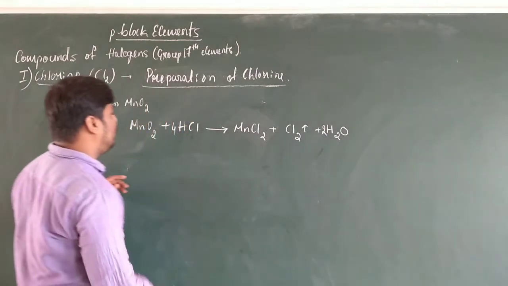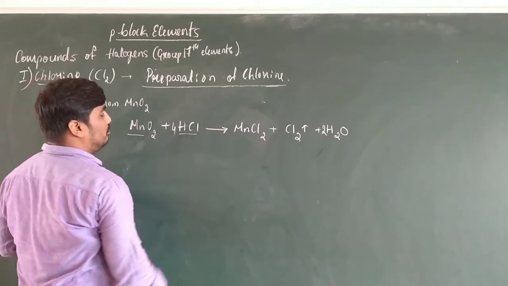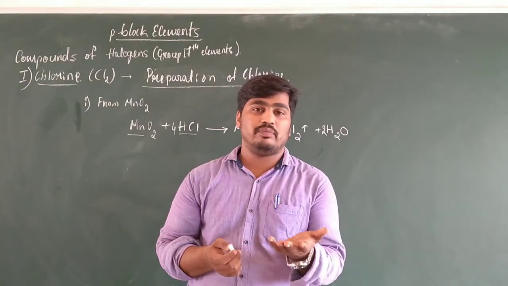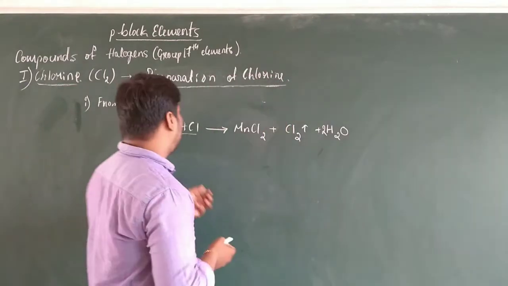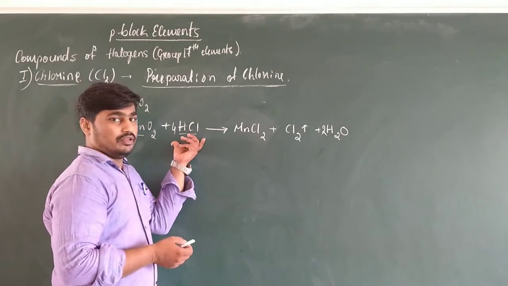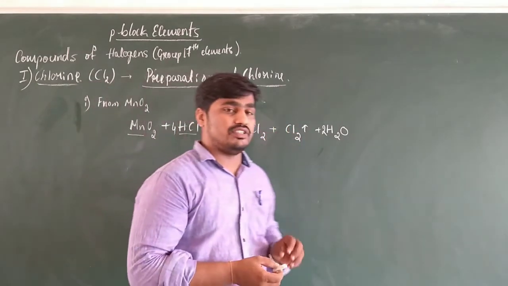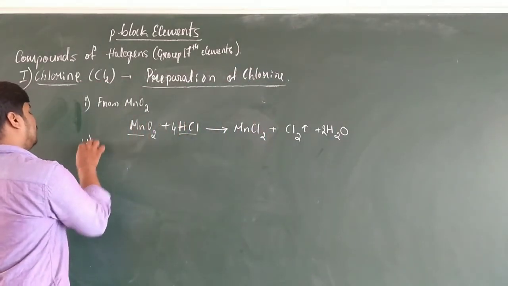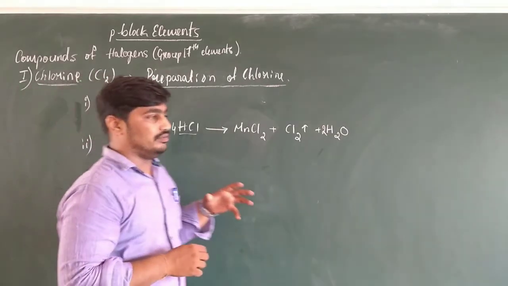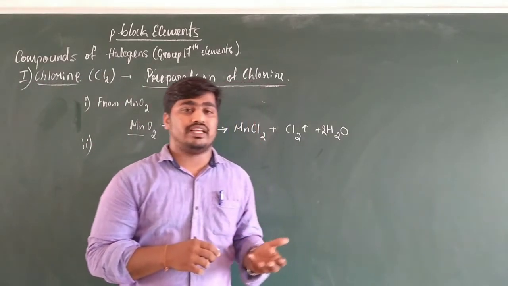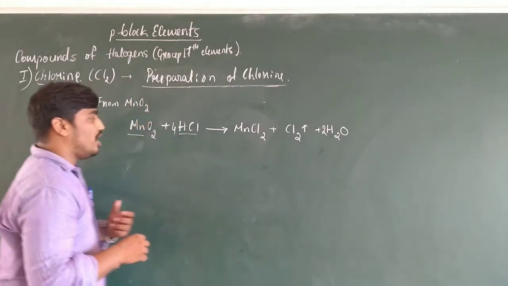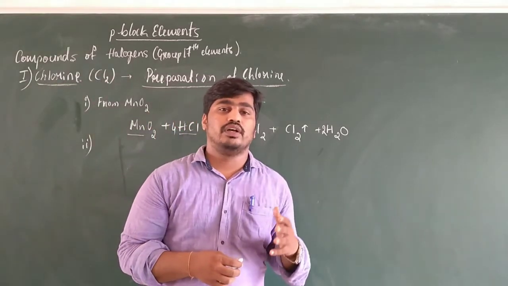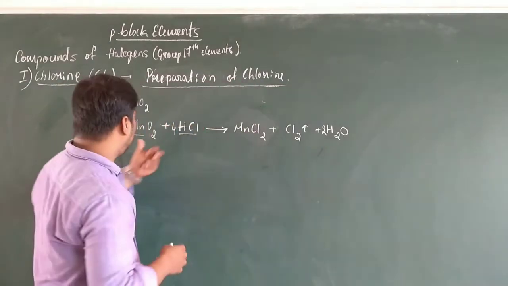How was chlorine prepared? Manganese dioxide is made to react with hydrochloric acid. On the solid manganese dioxide, hydrochloric acid is poured dropwise. Then the yellowish gas is evolved. That gas is nothing but chlorine. This is the laboratory method. If the quantity of hydrochloric acid is less, or we have a lot of sodium chloride, then also there is a possibility of preparation of chlorine from manganese dioxide.